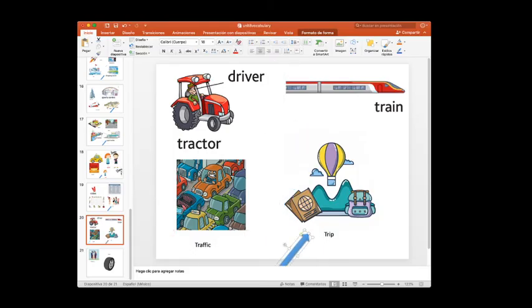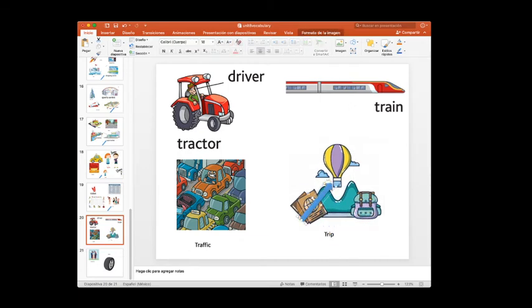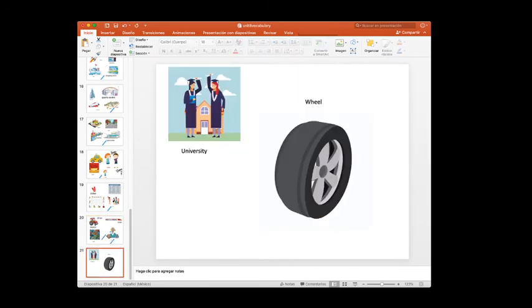This other one is trip. Trip. Okay? This is the activity or the action where you go to a new place and meet people, take some pictures, do hiking, and things like that. That is a trip. After that, you go back to your home. The other one is university. University, where you are studying right now. And this is wheel.